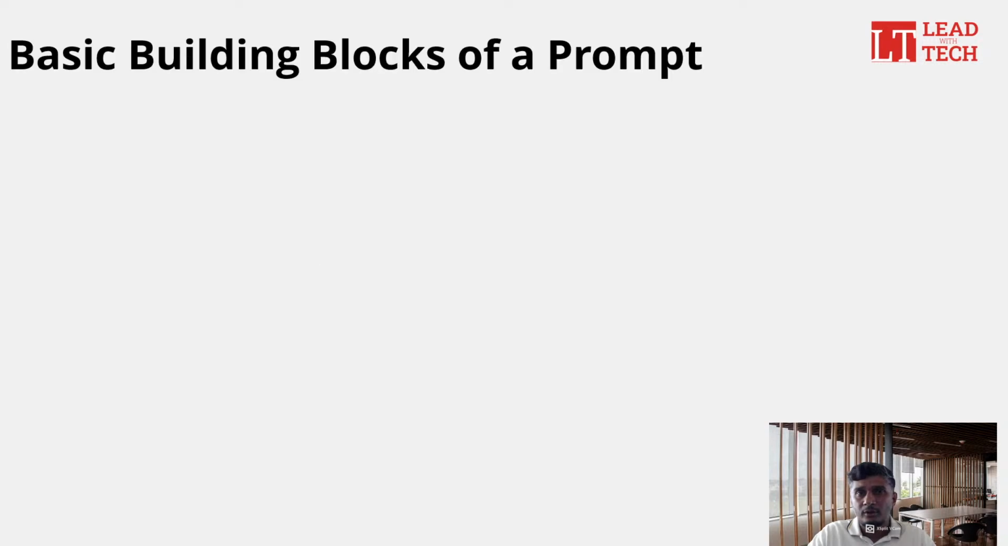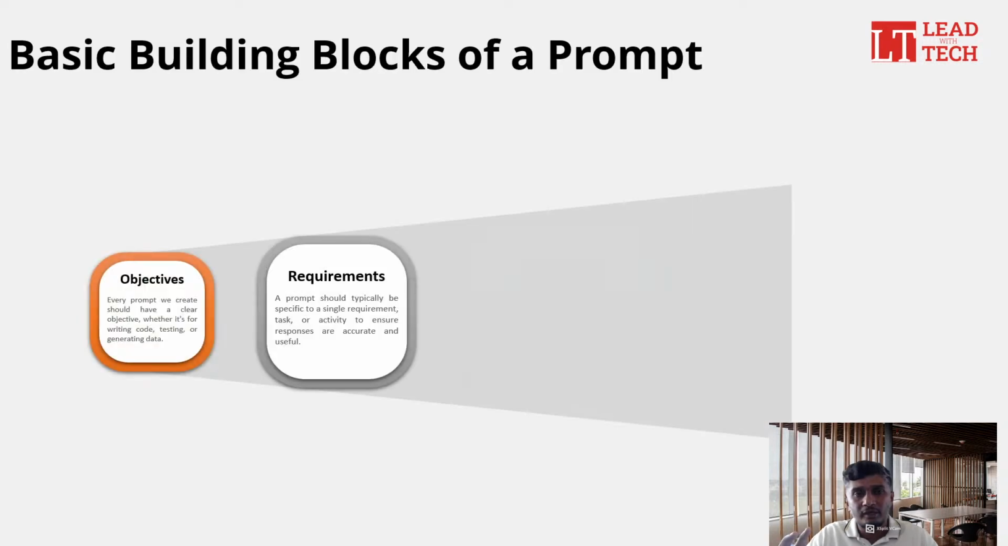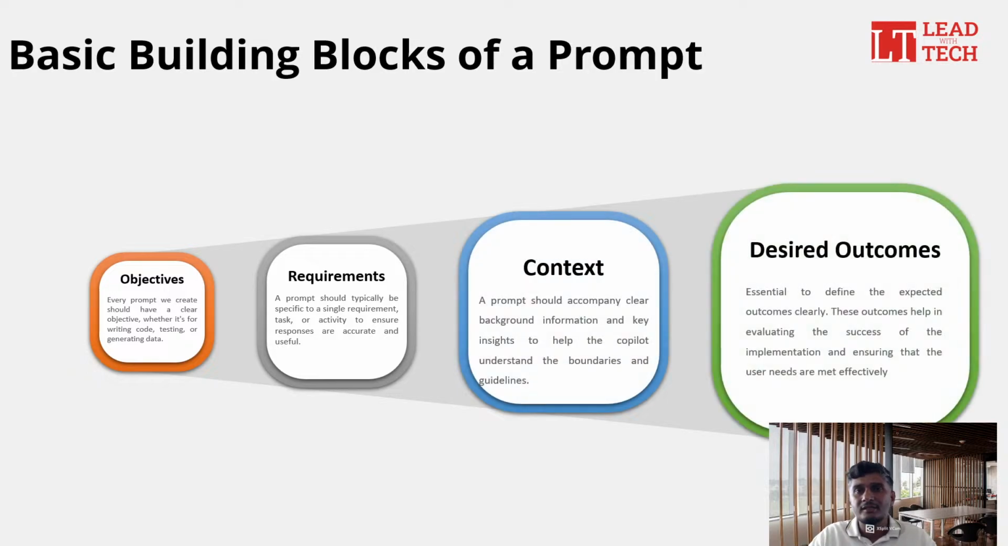Before getting into that 5W concept, you need to understand the basic building blocks of a prompt. Any prompt that you write should have an objective. What are you trying to achieve? Are you trying to achieve a very simple list of orders? Are you trying to achieve UI code? Are you trying to achieve an API? So you need clarity on the objective.